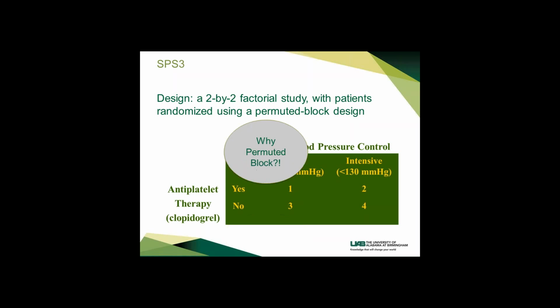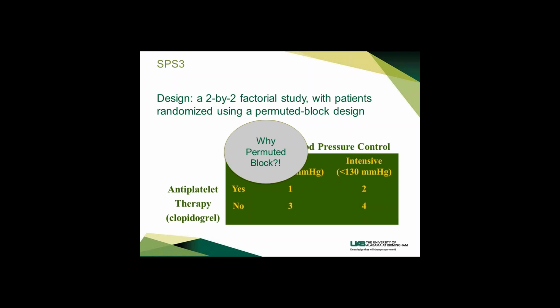Okay, so my gray bubble. Why might you use a permuted block? Any thoughts? So I should have told you the blood pressure arm was unblinded. So the investigators knew which blood pressure target they were trying to lower patients to. So you might use a permuted block so that you can't predict the next randomization.